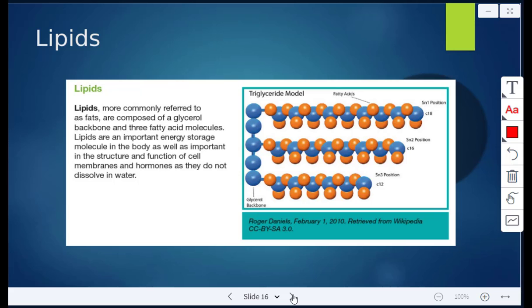All right, we'll talk a little bit about lipids next. Lipids are the fats, and they're composed of a glycerol backbone. So this here is the glycerol backbone, and three fatty acid molecules. So 1, 2, and 3. Lipids are an important energy storage molecule in the body, as well as important in the structure and function of cell membranes and hormones, because they don't dissolve in water.